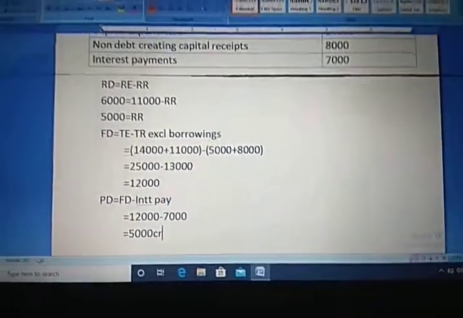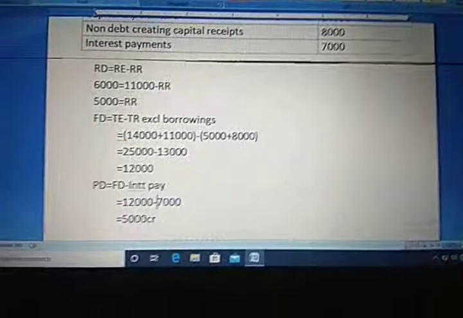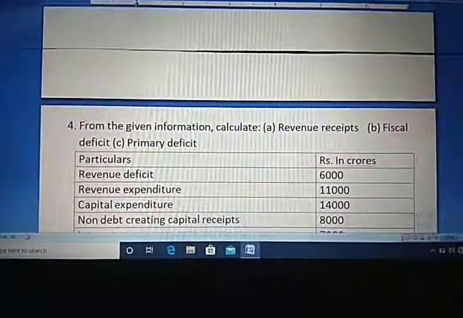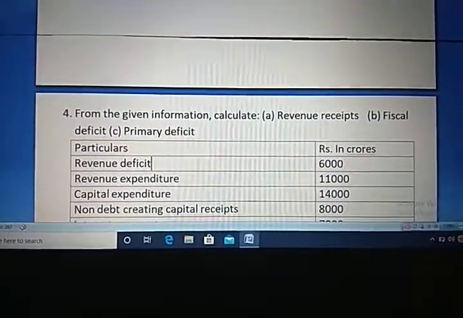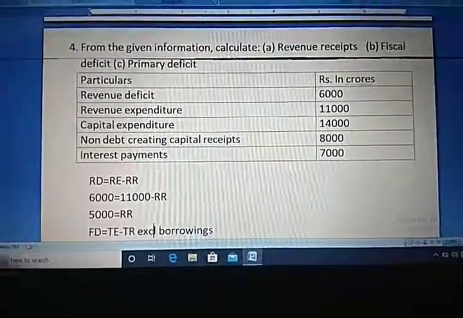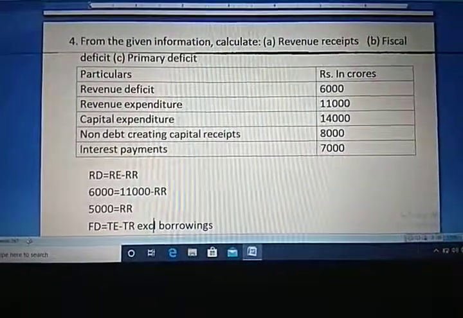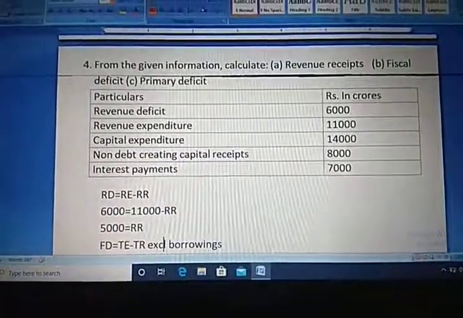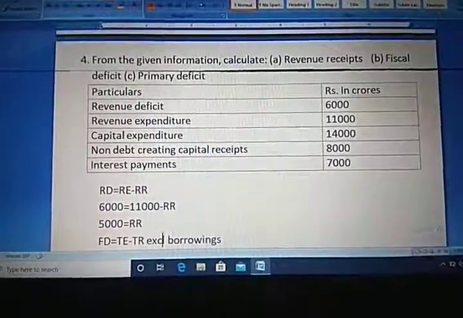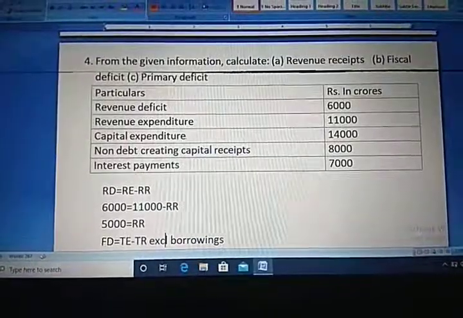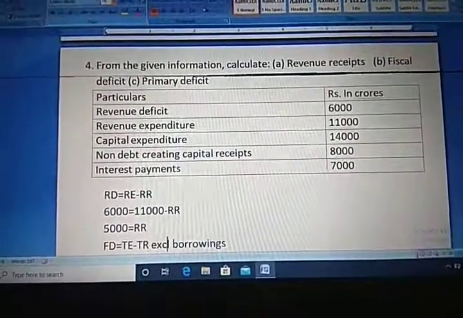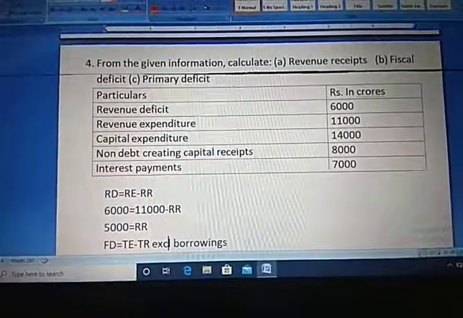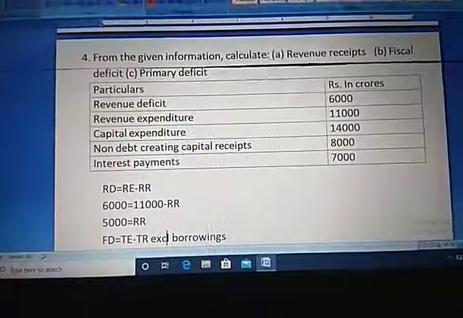I hope this is clear, students, how we solve the questions on government budget deficit. And this is very important, because this year when the board exam was conducted, a numerical question was related to government budget deficit. So better you all do it very properly. There are a set of 8 questions in your book which you should do properly, and that is more than sufficient.